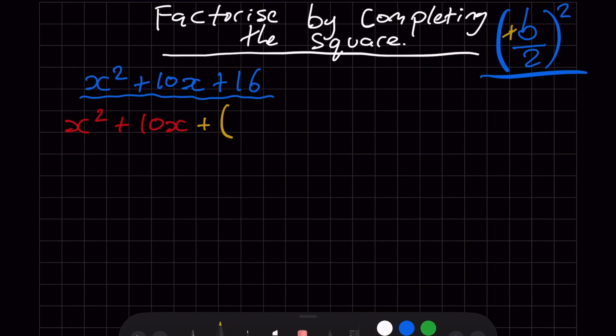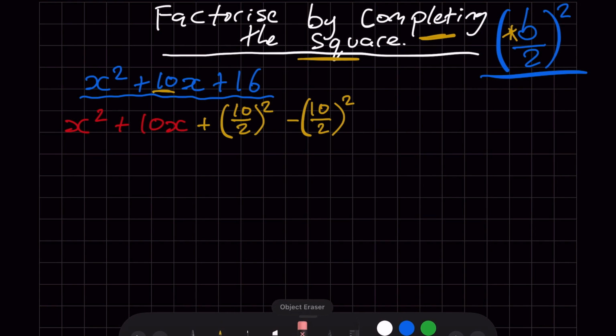Now this letter b here is the middle one in our question. So this is going to be 10 over 2 squared. And once we add that, we do want to take it away because we don't want to affect our equation. We're just putting it in there to do this completing the square method. So we add it, we then minus it. Sounds counterintuitive, but that's just how maths is sometimes. And then at the very end, we're going to add on our 16 from our final bit in the question. So this orange bit went in between these two bits, our B and our C.